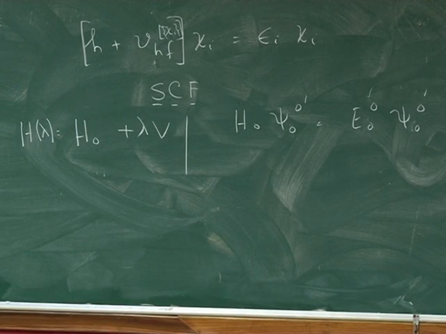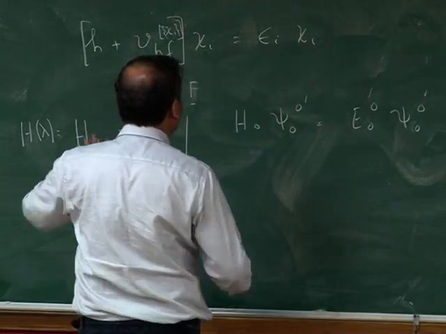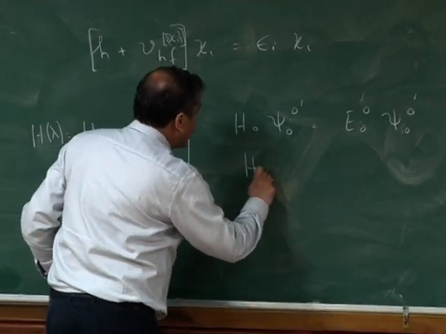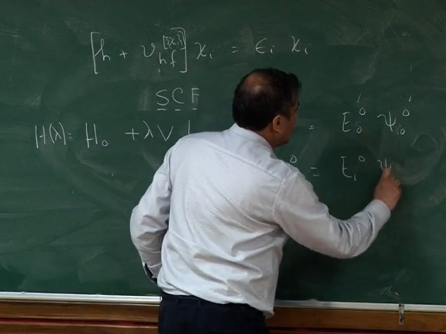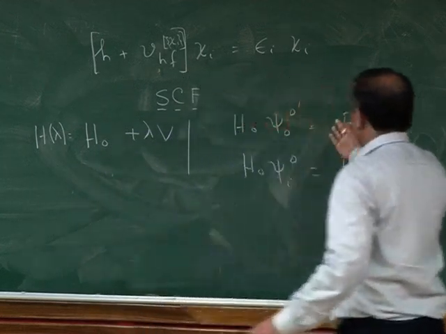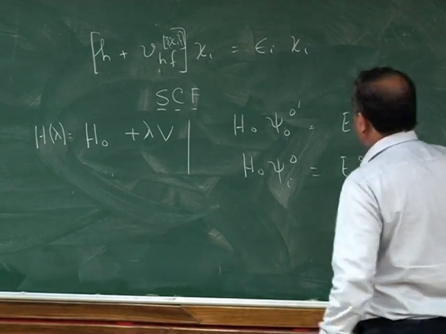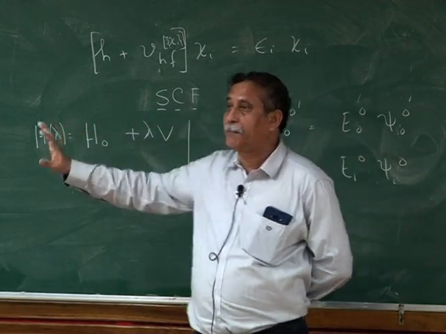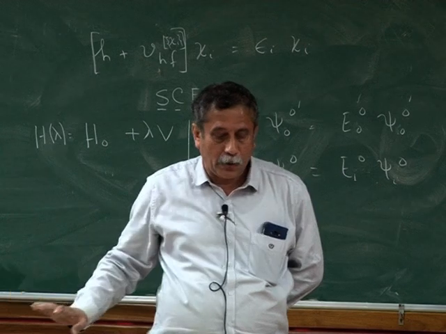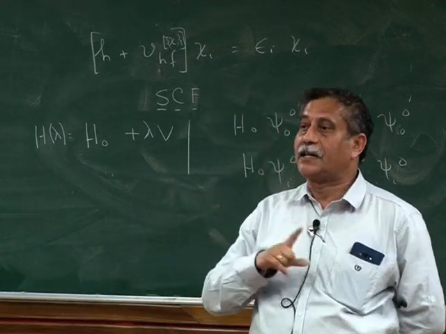E naught 0 is the lowest eigenvalue of H naught, which is now my zeroth order Hamiltonian, whose entire solutions are known. So for H naught, I know all the solutions, including the ground state. That is the reason I wrote this. That is one of the important conditions before I start doing perturbation theory: that I must be able to separate out a part of the Hamiltonian, which happens to be a dominant part of the Hamiltonian, whose entire solutions are known.